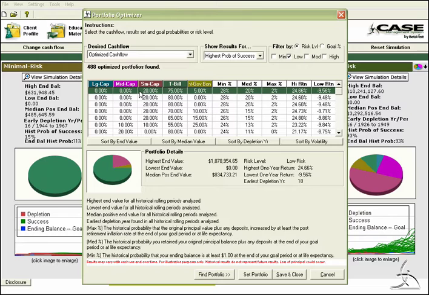This portfolio contains 20% small cap, 75% U.S. Treasury bills, and 5% intermediate-term government bonds. In addition to the minimum probability of success, we also have a medium and maximum probability.